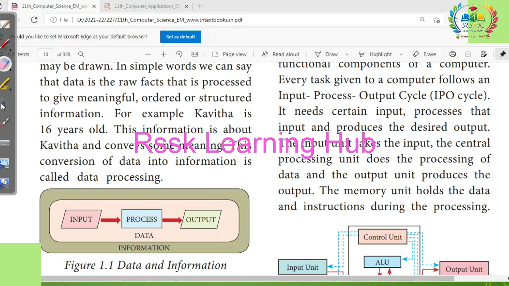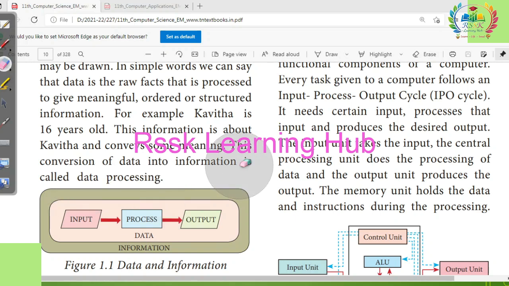Now, clear? So we saw what is data and what is information, and how data and information are interrelated to form data processing. Data processing is an important 2-mark question. What is data processing? You have to write how the data is transformed into information. That conversion is called data processing: input, process and output.